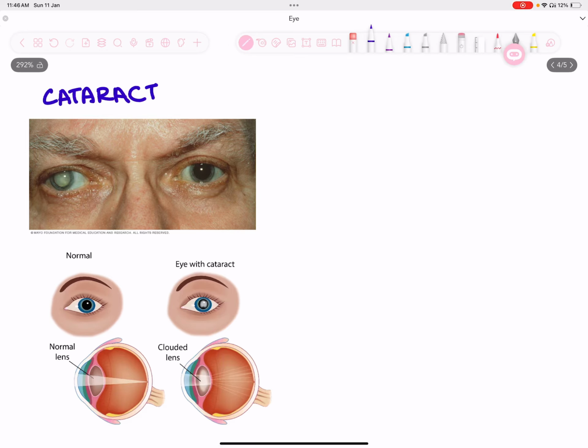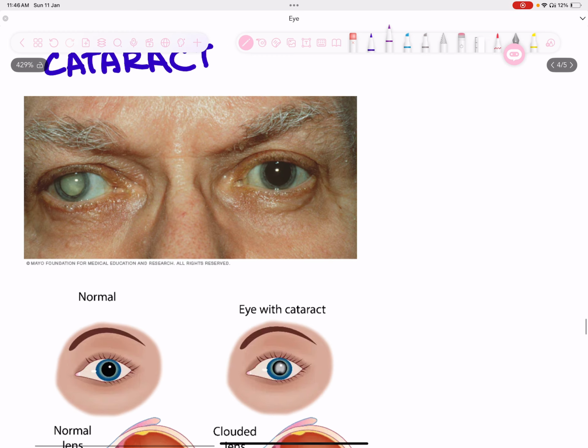Hi everyone, so today we're discussing cataract. Cataract is a common eye abnormality that occurs especially in old people. So what happens in this is basically the lens becomes opaque or cloudy.